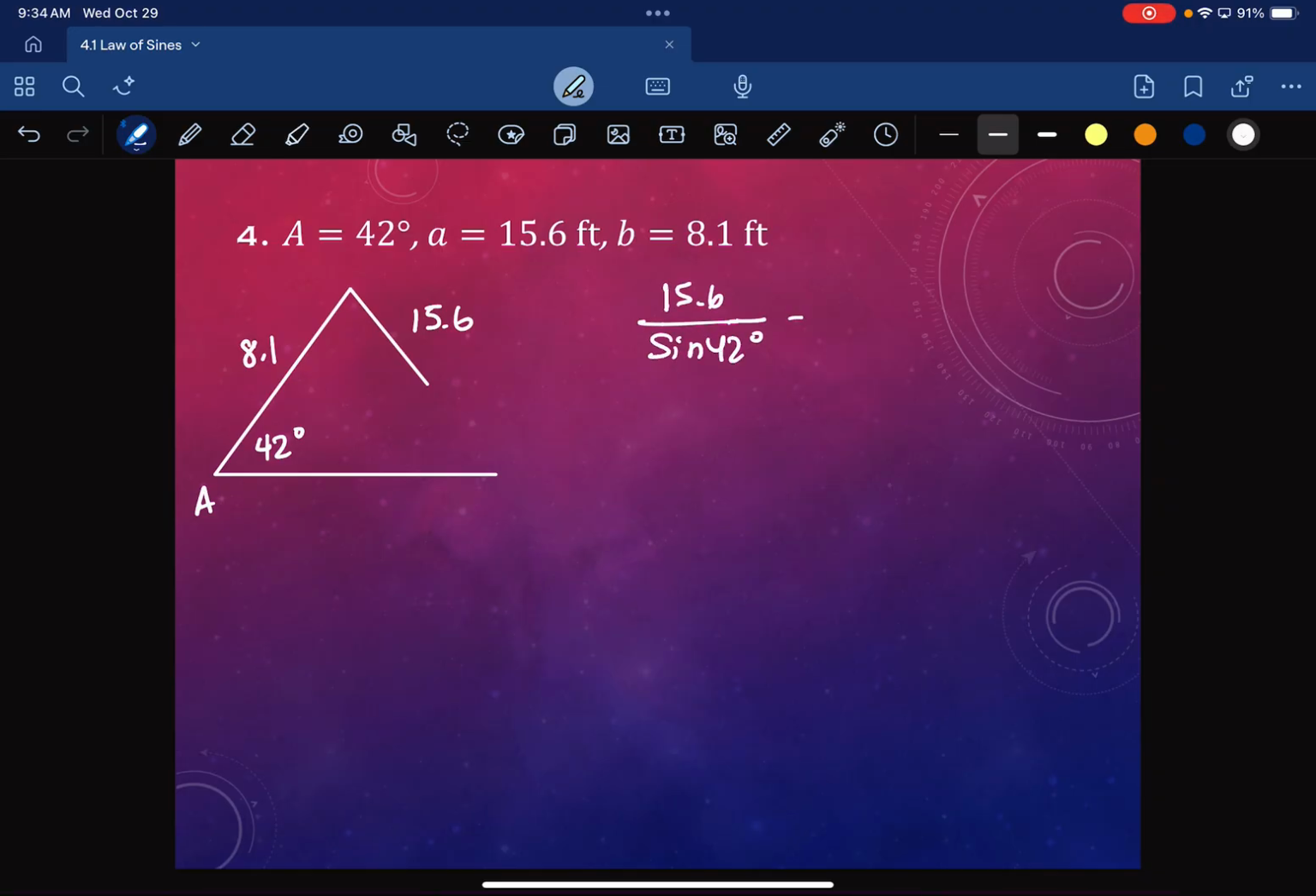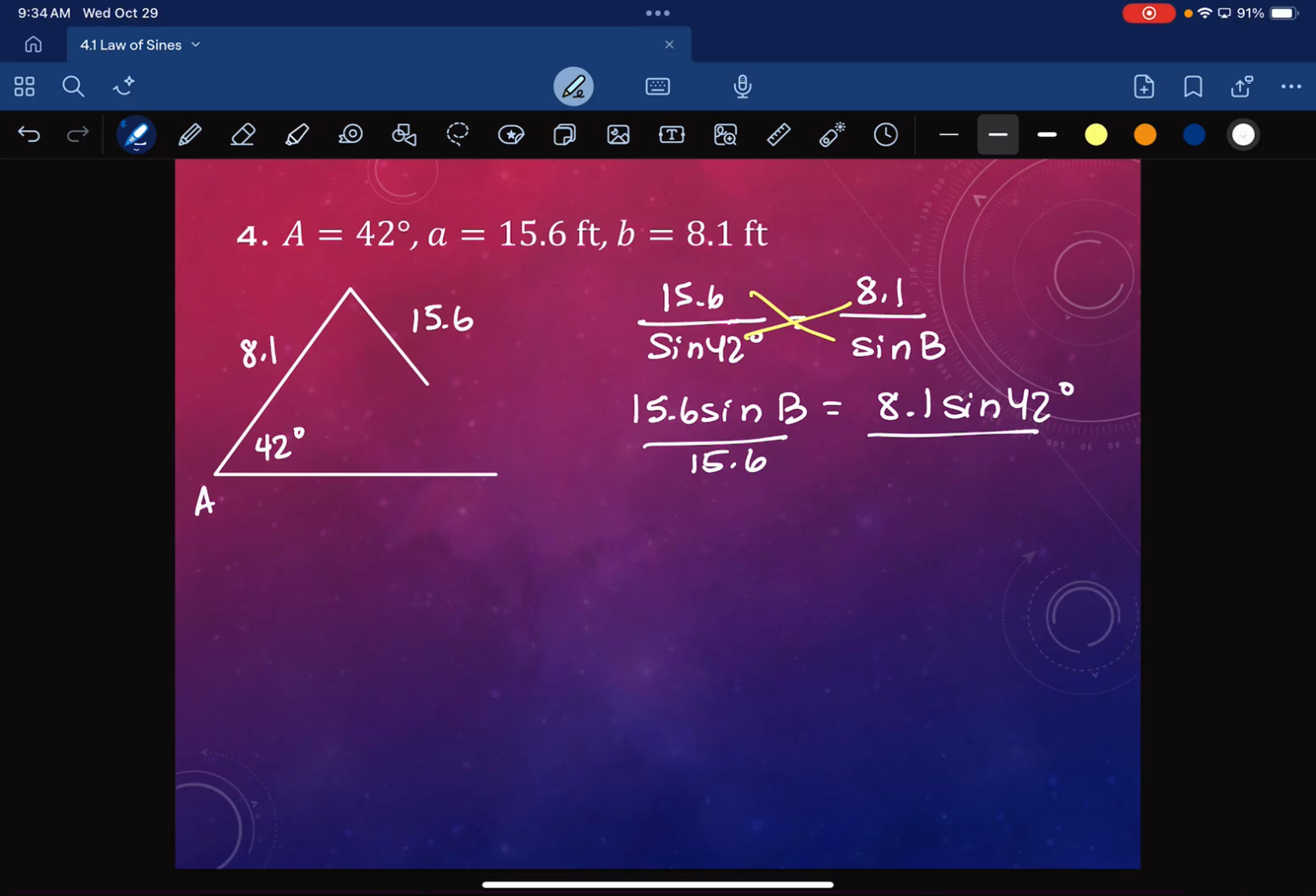Fantastic. Okay. So Emily told us that. Is everybody good with that? Okay, what's the other side going to look like? 8.1 over sine B. Fantastic. What's our next step? Cross multiply. Okay, so we're going to have 15.6 sine of B equals 8.1 sine of 42. Now what? Divide by 15.6.